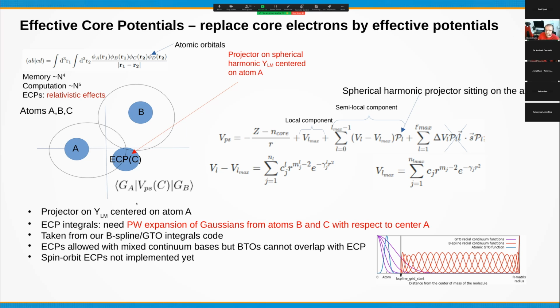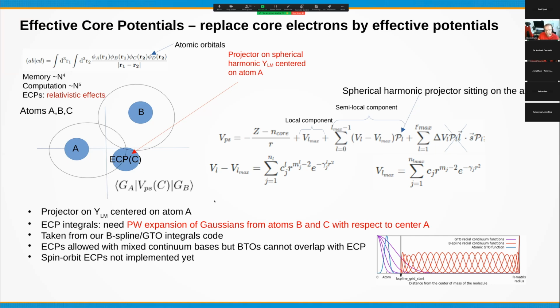And then the task that we had to implement is to calculate these contributions of the pseudo-potentials to the Hamiltonian, and this requires calculation of matrix elements of this pseudo-potential between our basis functions, which are the Gaussians sitting on the individual atoms. And we could do this relatively efficiently because we have similar routines implemented in our code that perform integrals between B-splines and Gaussians.